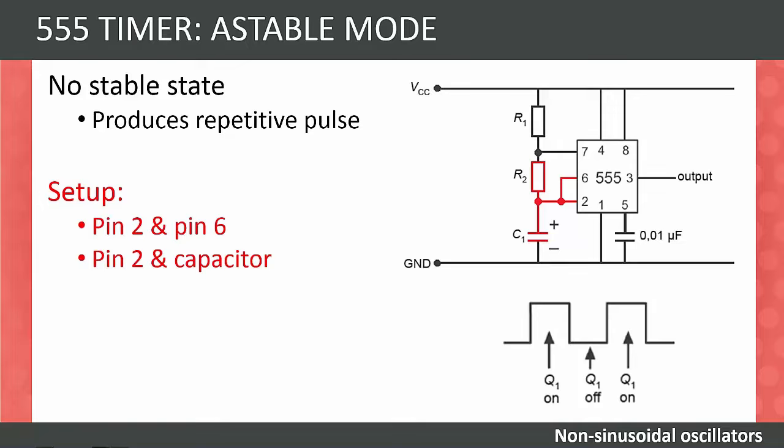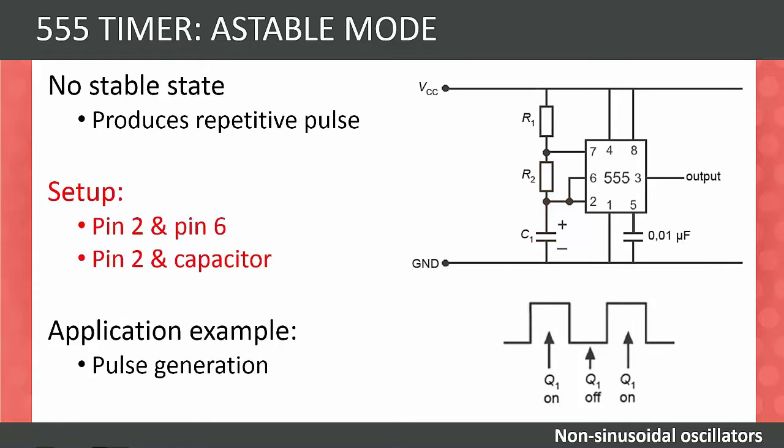It must also be connected to the capacitor. This means that when the capacitor discharges, the chip will trigger itself and restart the timing. If you're not sure which mode a 555 timer is connected in, check what pin 2 is connected to. An ASTABLE mode 555 timer is ideal for applications requiring pulse generation.